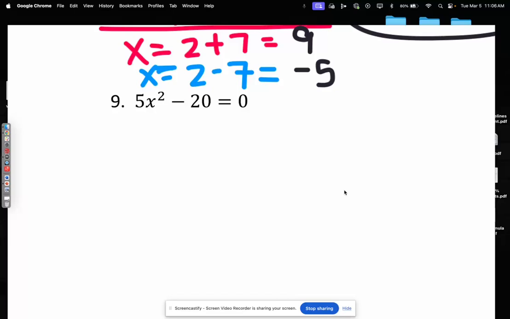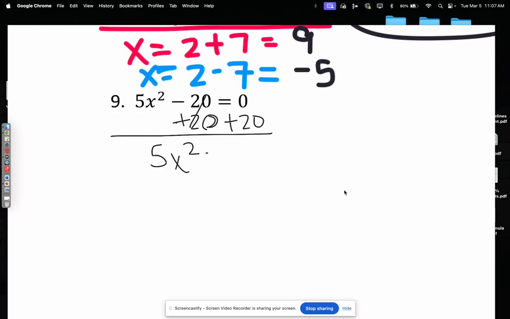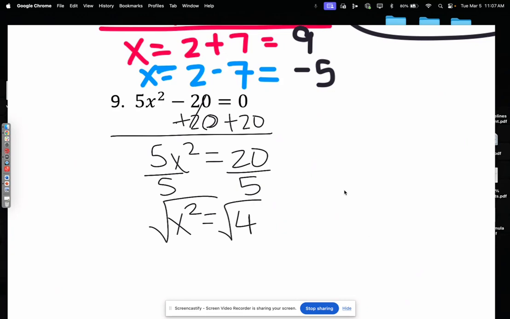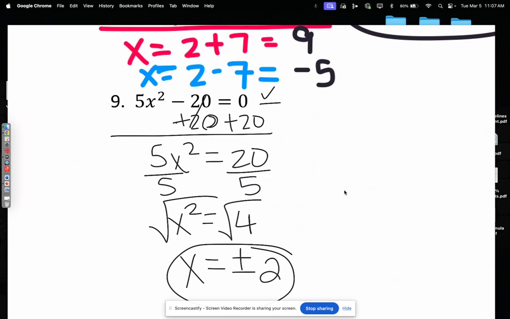This problem is just like what we did in 8th grade. You need to move your 20 over, and then you can divide by your 5. So the only difference is now we're adding that step of taking the square root. So we have a plus and a minus 2. This one is already set equal to 0, so you could very easily check that in the computer.